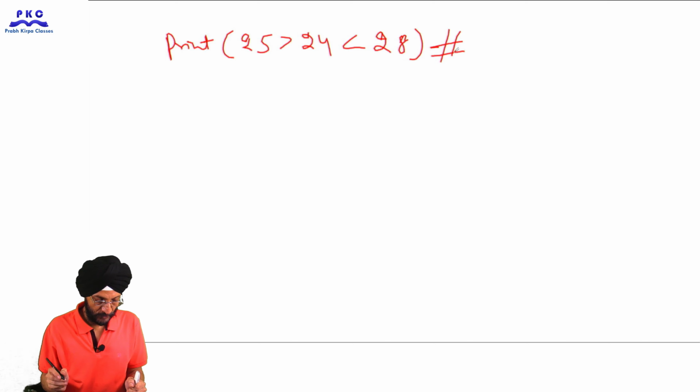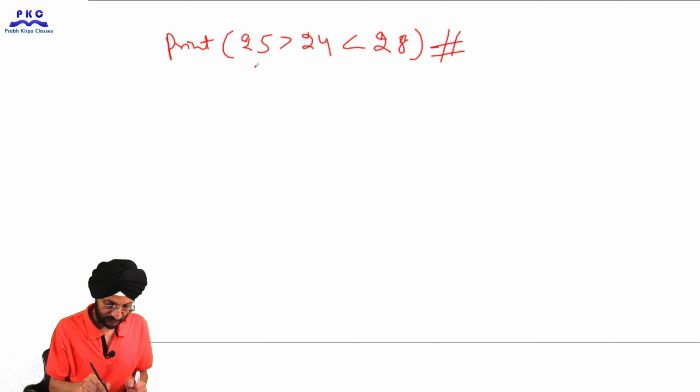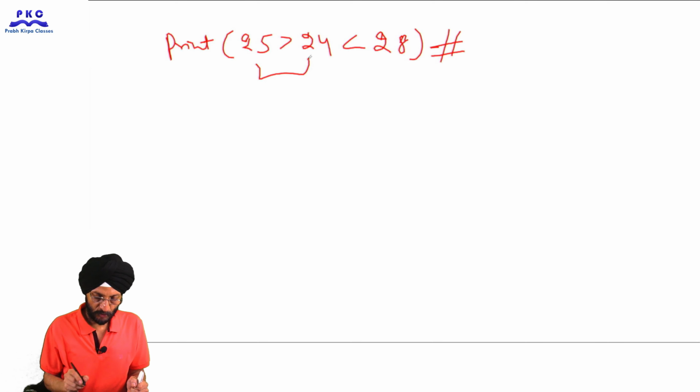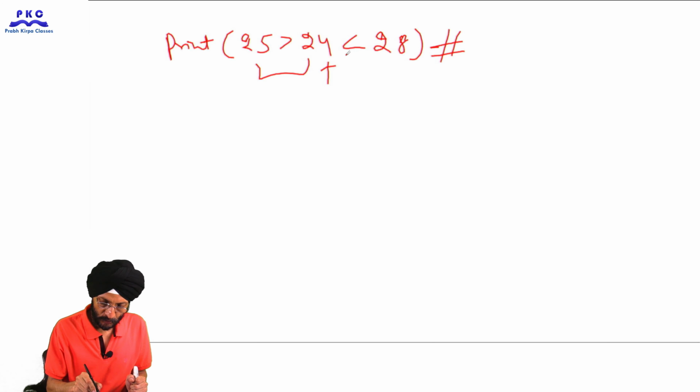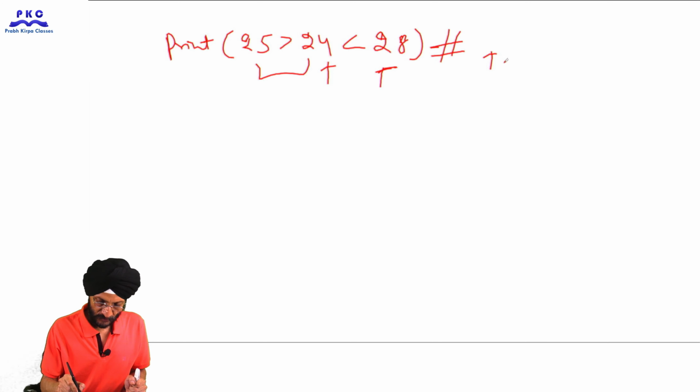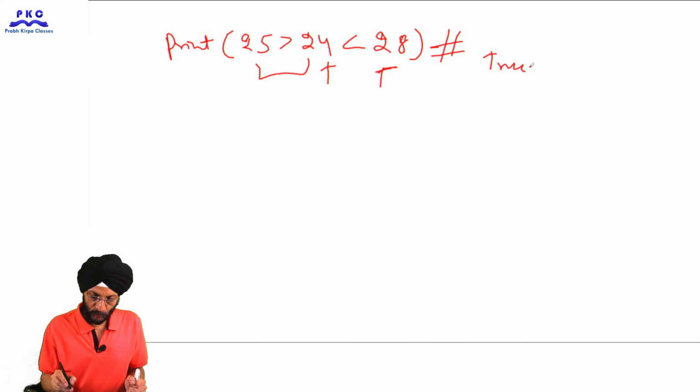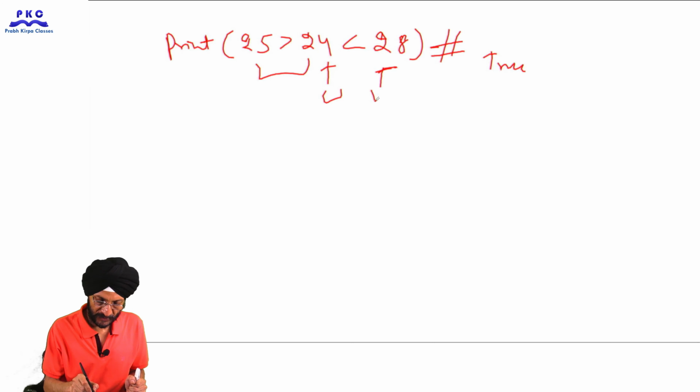We will first evaluate the first part. 25 is more than 24. True. Then we evaluate the second part. 24 is less than 28. True. So both the comparisons are true. First part and second part both are true. The answer will be true.